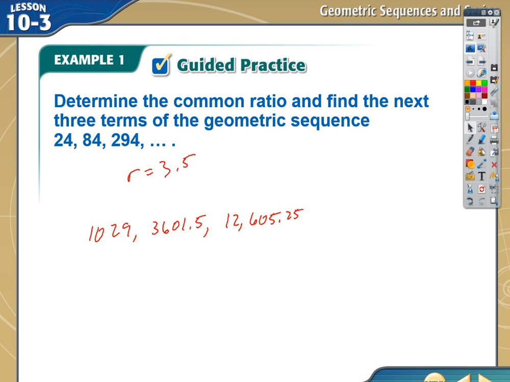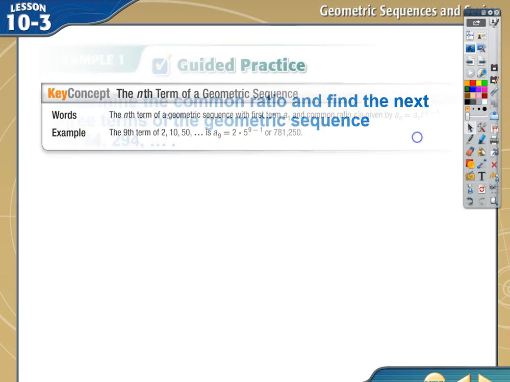Did you get the right ones? Now mind you, here my common R value is 3.5. And here are my 3 numbers. The next ones are 1029, 3601.5, and 12,605.25. So if those weren't your right answers, you've got to come see me or talk to me about this, because this is pretty straightforward. If you're having problems here, you're going to have lots of problems later. All right, so let's find out what's next.